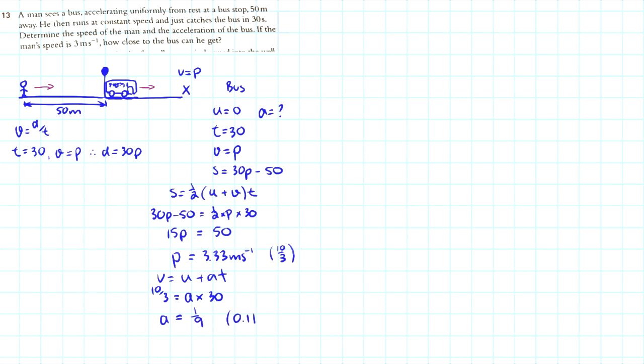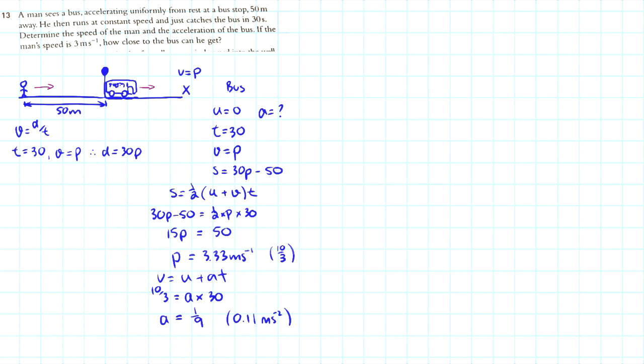Or 0.11 recurring, meters per second squared. That's the acceleration of the bus, and we've done part one. We found the speed of the man and the acceleration of the bus.